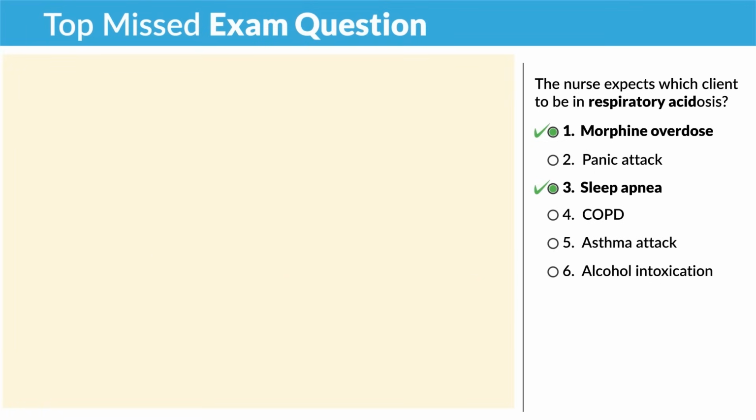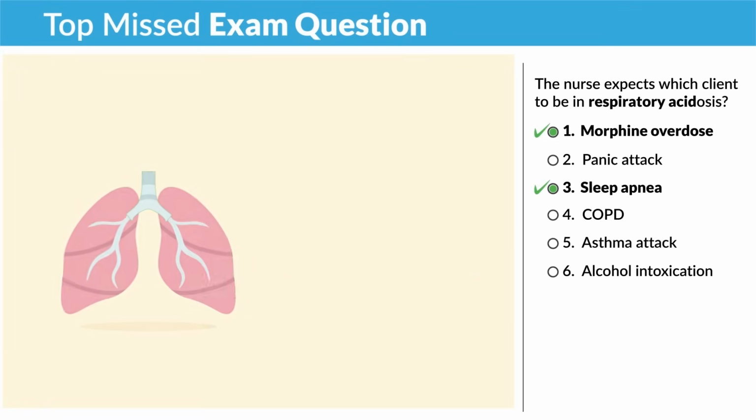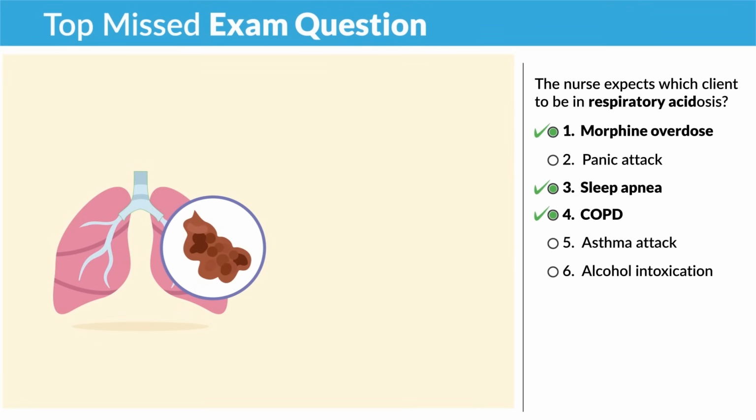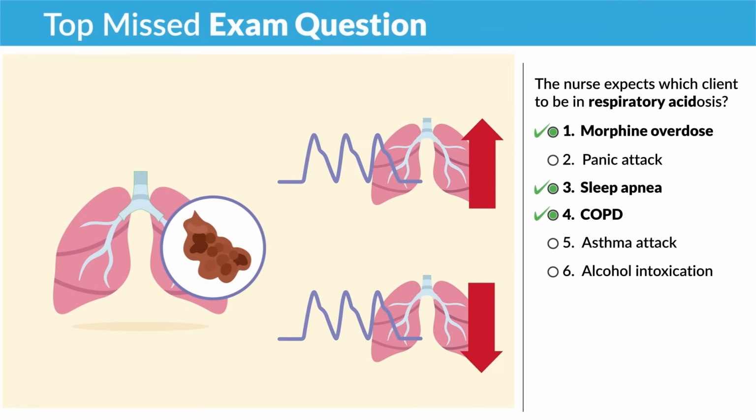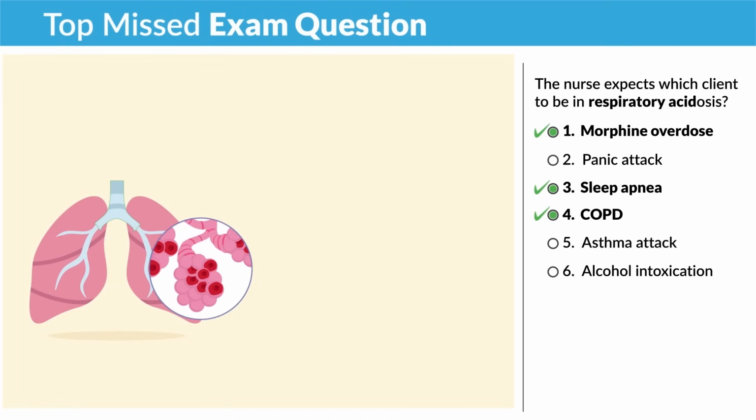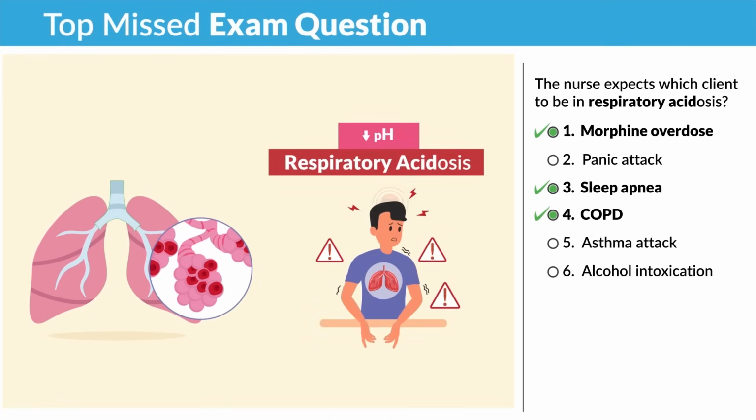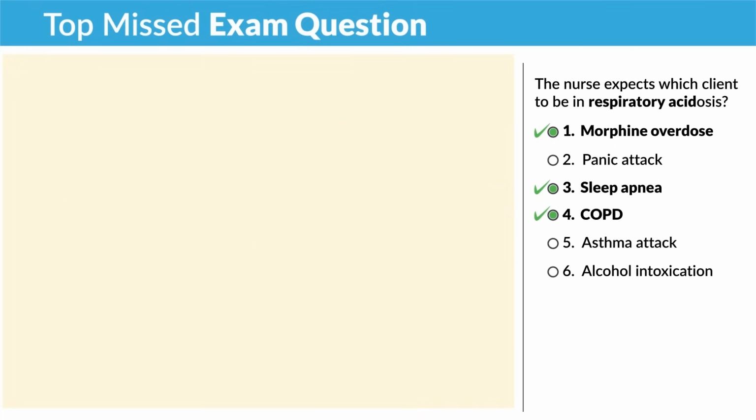And option 4, this one's tricky here. COPD is correct. Because do we have slow or fast breathing? So just think about it here. We actually have decreased gas exchange from chronic obstruction. So CO2 is actually retained, putting us into acidosis. So that's correct. And option 5 and 6 are also correct.